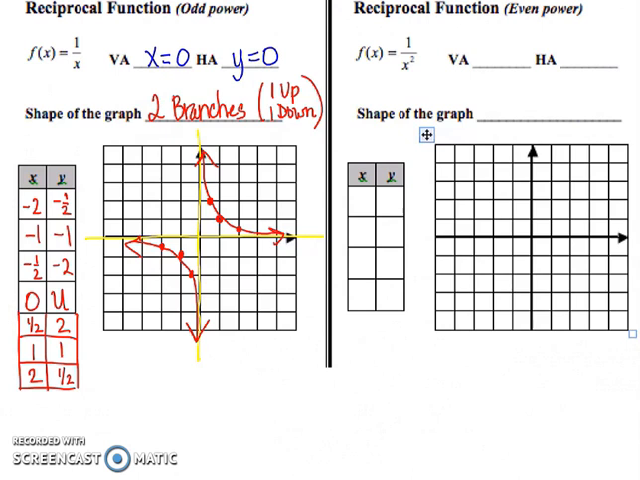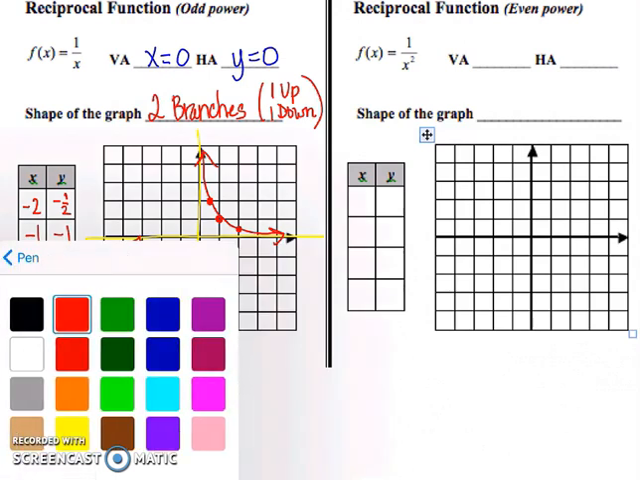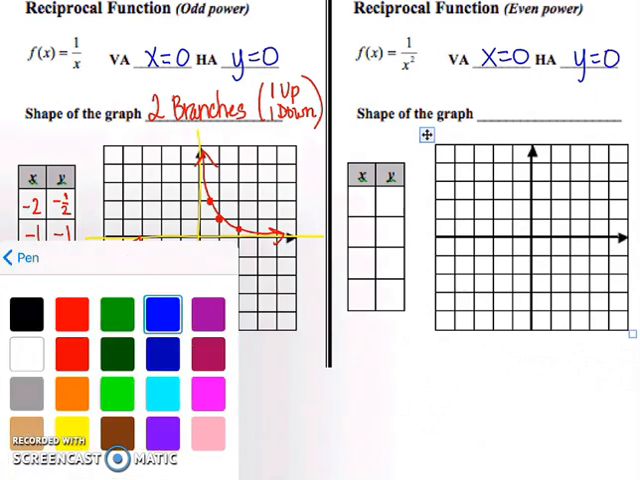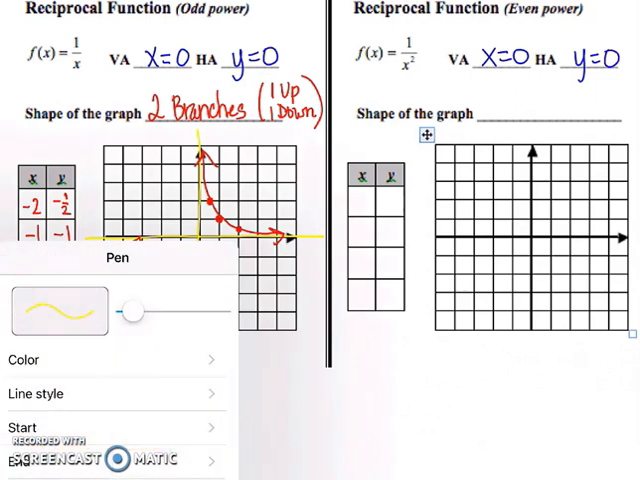When we have an even power, we have the same 2 asymptotes. So we're going to have a vertical asymptote again at x equals 0, and we're going to have a horizontal asymptote again at y equals 0. So I'm going to go ahead and sketch in those asymptotes again, just like I did on the previous graph here.